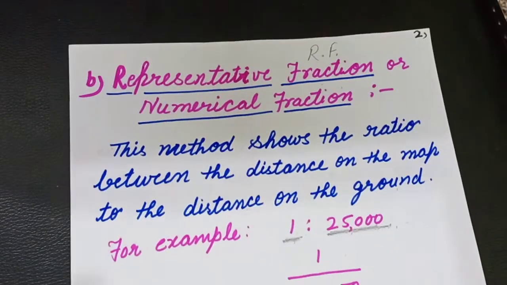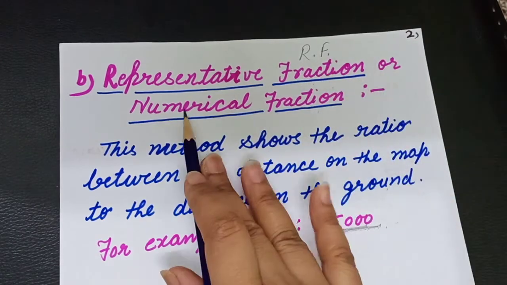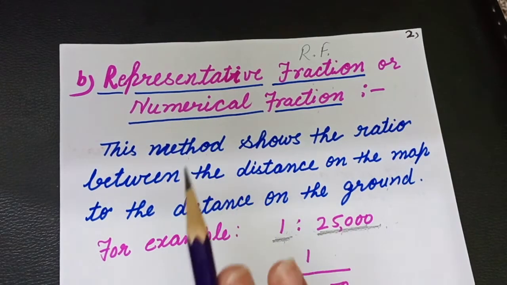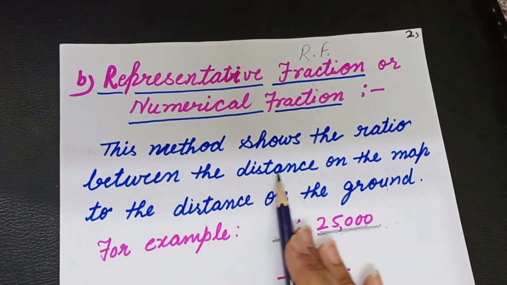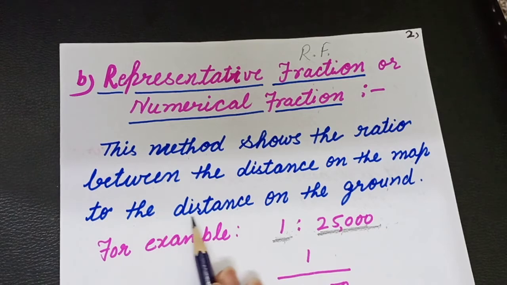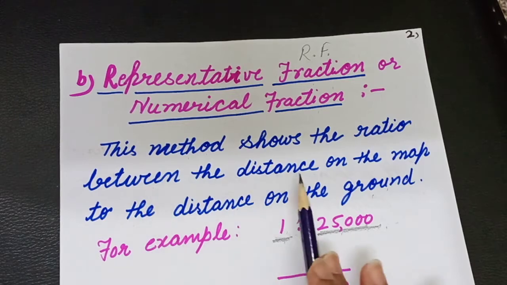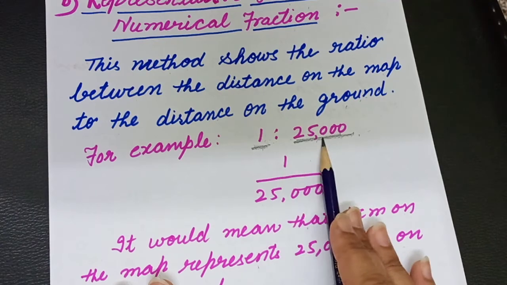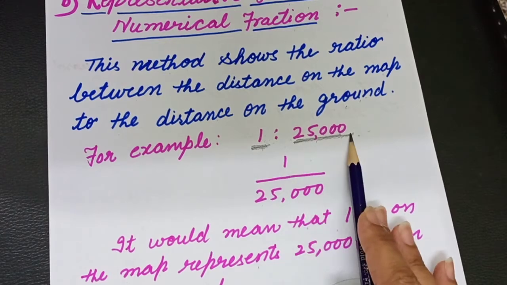Now second we have is representative fraction. So here representative fraction or RF, and we call it as numerical fraction also. In this method, the scale is given in form of ratio. This method shows the ratio of the distance between two places on the map and the distance between two places on the ground. For example, 1 ratio 25,000. So here this 1 is on the map and 25,000 is on the ground.